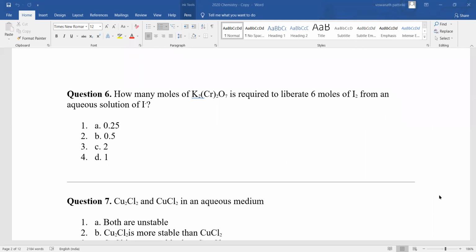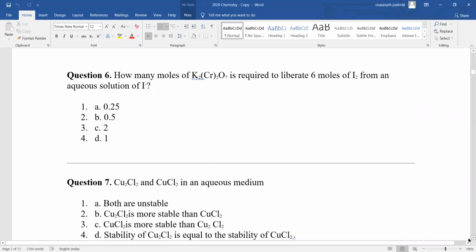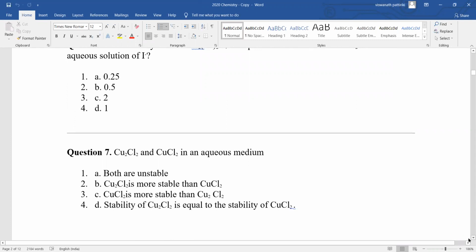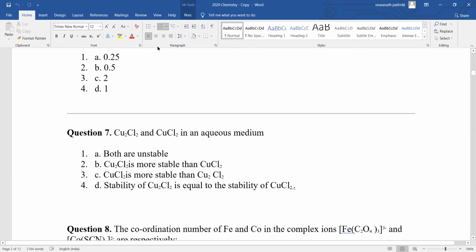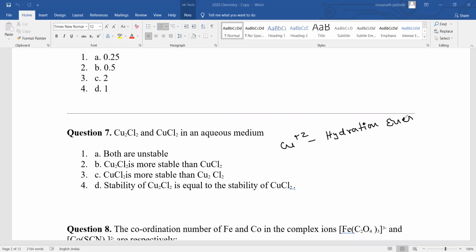And the next one is, in the case of Cu2Cl2 in aqueous medium: both are unstable, Cu2Cl2 is more stable than CuCl2, or CuCl2 is more stable than Cu2Cl2. So here, if you see, the stable oxidation state of copper is Cu+2, and it has high hydration energy. So because of this reason, CuCl2 is more stable than Cu2Cl2, sorry. Okay.